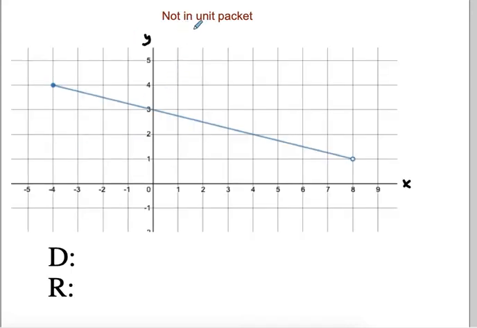This one is something that I just made up. It's not from the unit packet, just to give you something concrete to go off of, because the rest are all exponential models. This is a linear model here, well, part of a linear model. It doesn't go on forever. You can see that this line stops here. So for your domain, you're looking at the x-axis. How far left and right does my graph go?